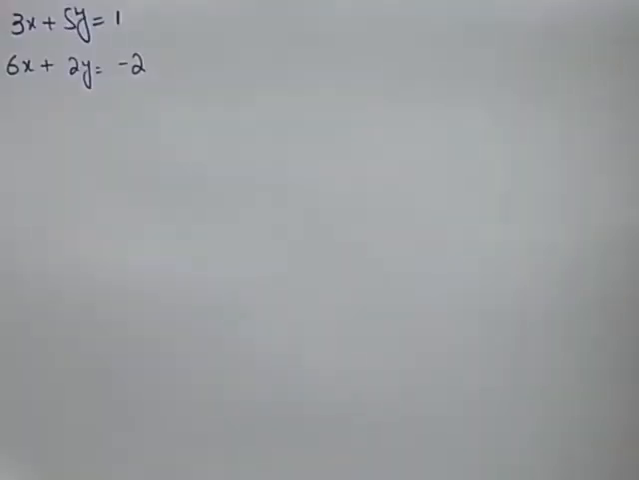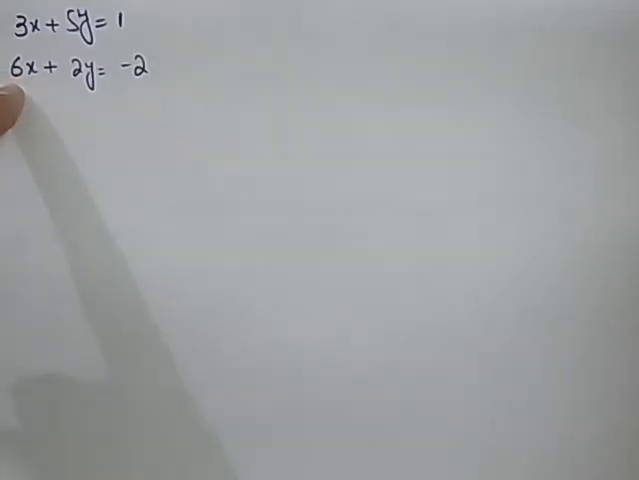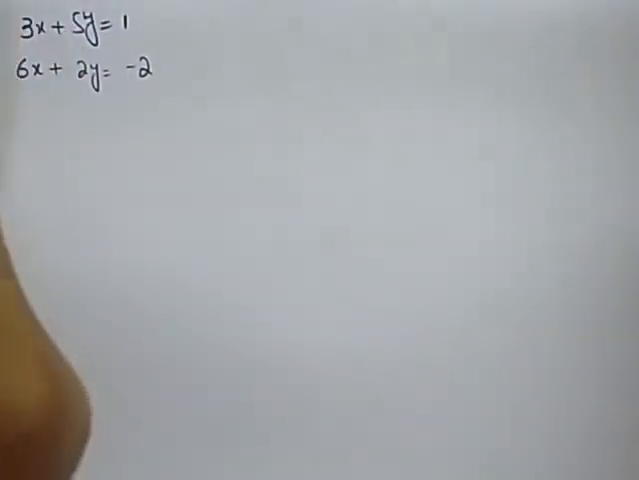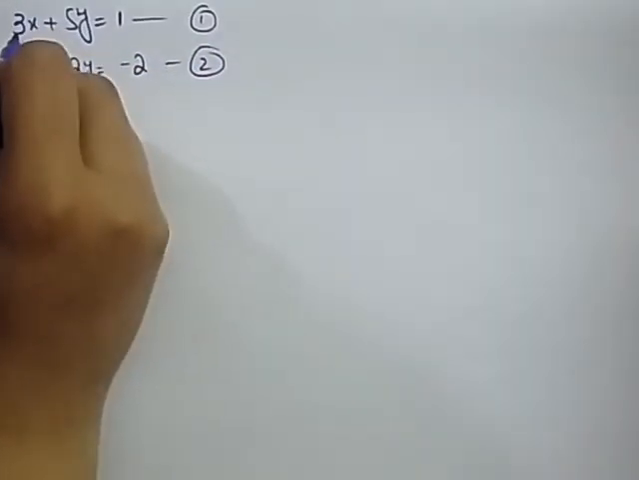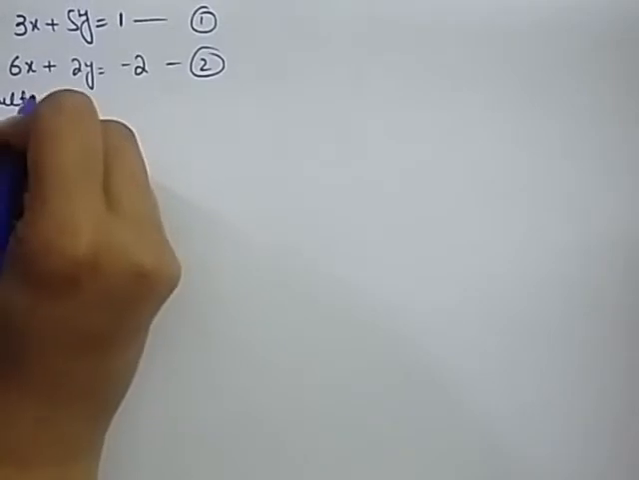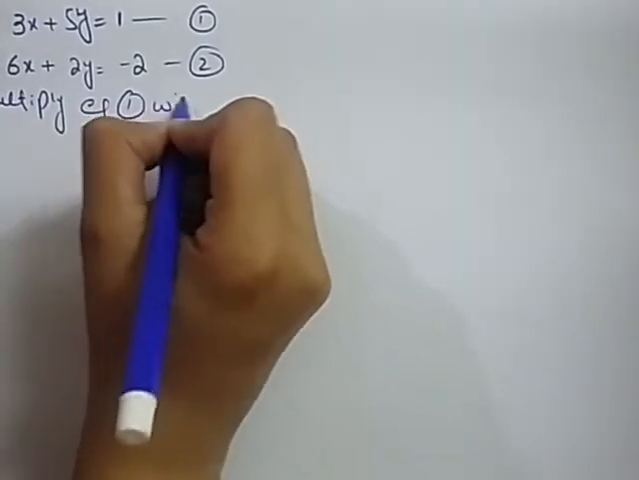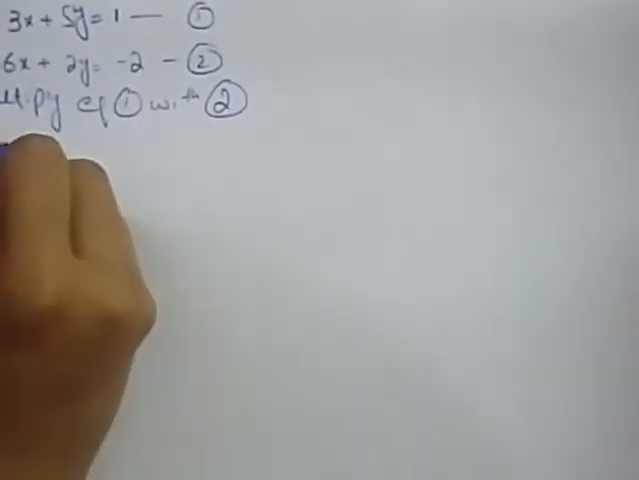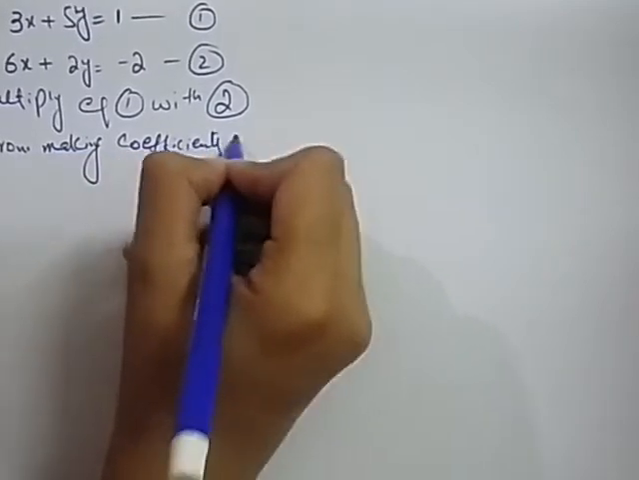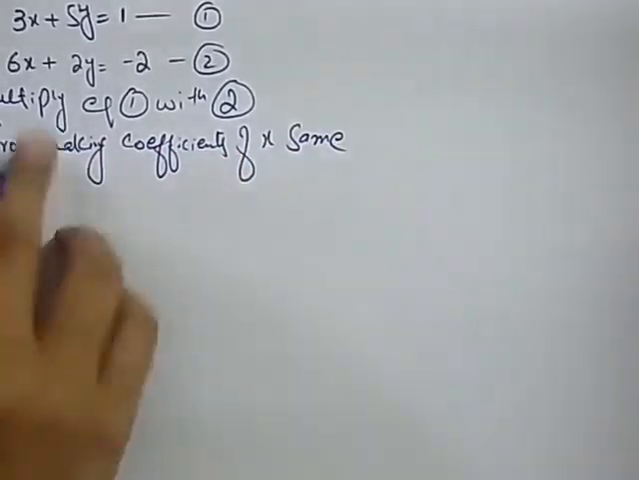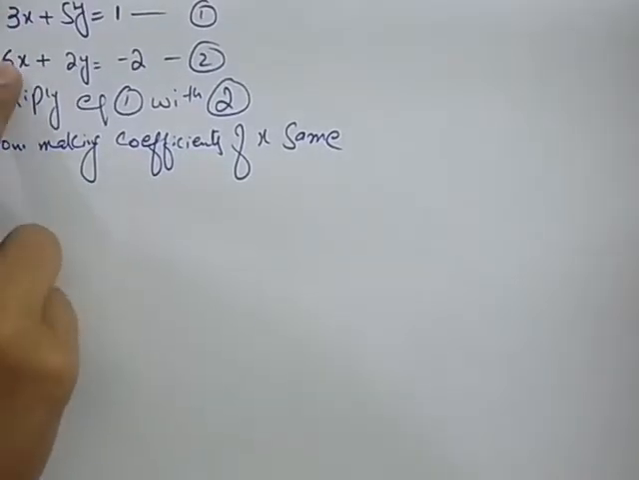So students, you can see that here is another kind of question in front of you. Now you can see that all the variables have coefficients. So 6 is a multiple of 3. So it is easy for me to convert equation number 1. First of all, let me name it as equation number 1, and this is equation number 2. So I have to convert equation number 1. So multiply equation 1 with 2 for making the coefficients of x the same. So it will also become 6x, so both will become 6x.